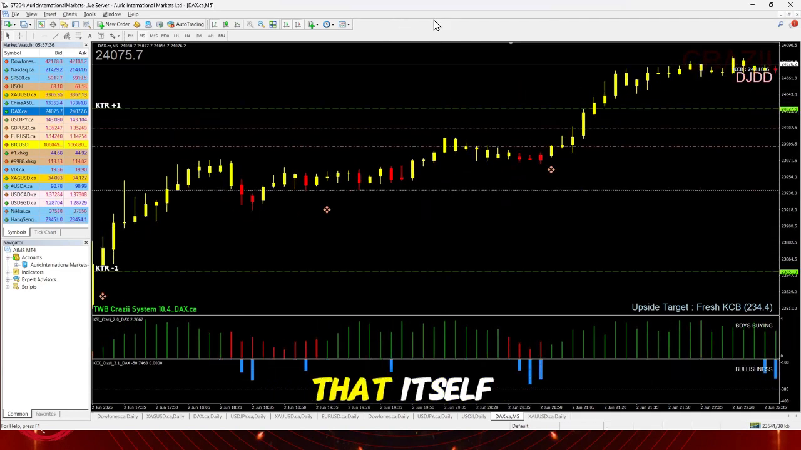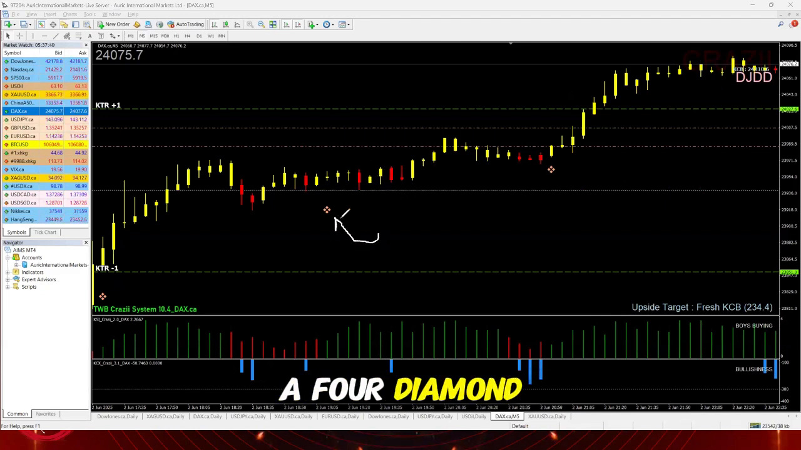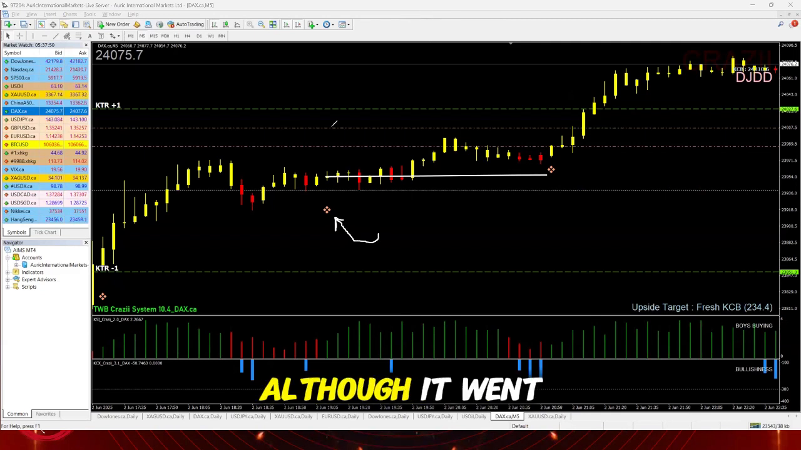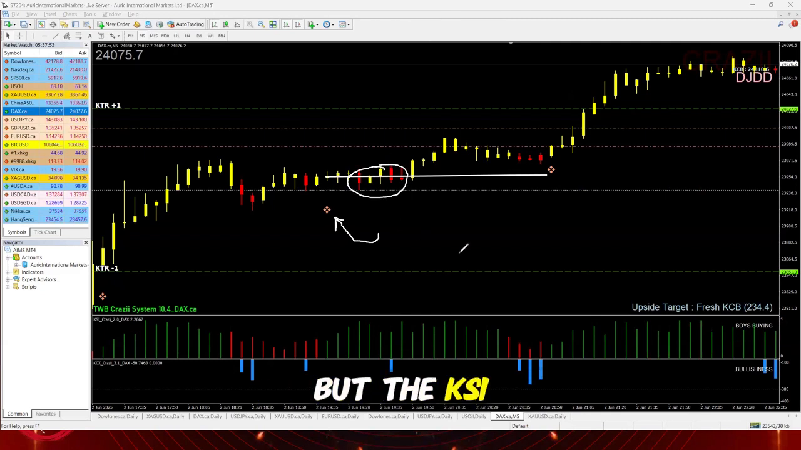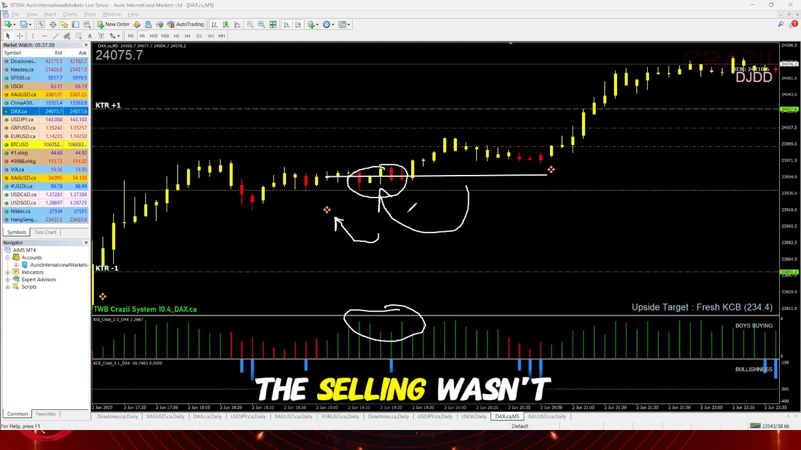And of course, after that, the market went sideways because the US was about to open. Then a 4 diamond appears, right? So when a 4 diamond appears, you continue to do what you're supposed to do. Draw a line at the closing price and you draw under here. You can see that the market now, although it went below the line, the KSI was green in color, the market stabilized above OP. So that's why the selling wasn't strong enough. Then after that, it recovered until a new 4 diamond appeared.